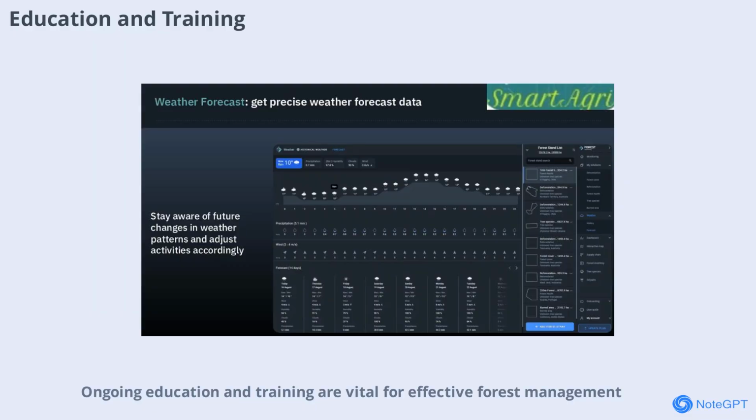Ongoing education and training are vital for effective forest management. Managers, workers, and community members need up-to-date knowledge and skills to address new challenges. Training programs cover topics like monitoring techniques, safety, and sustainable practices. Education also raises awareness about the importance of forests and encourages responsible stewardship. By investing in people, we build capacity for long-term forest health and productivity.